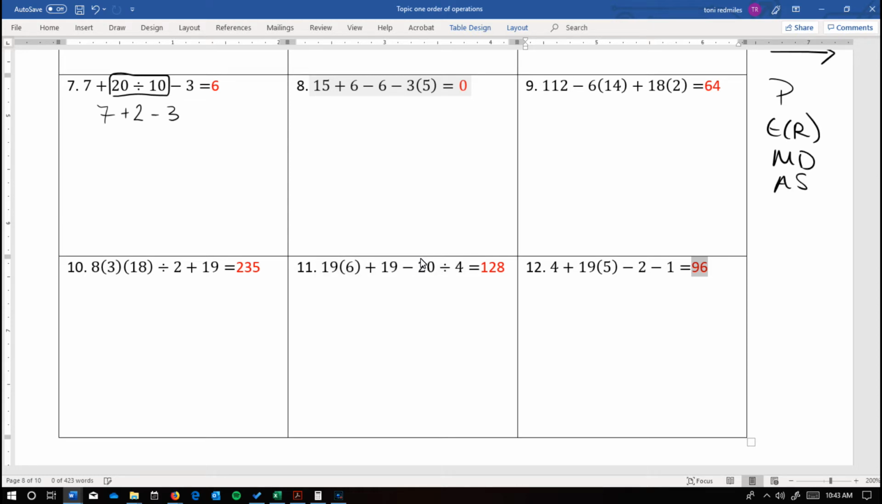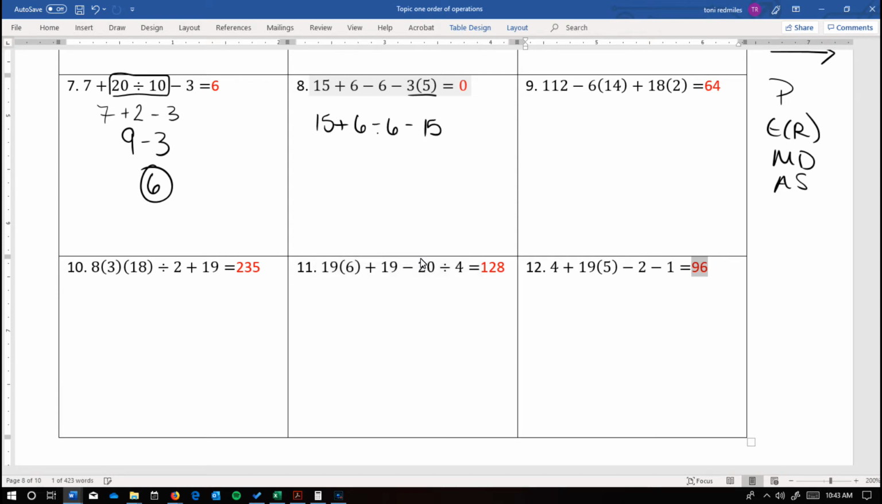Now I'm down to addition and subtraction. I do that left to right. 7 plus 2 is 9, minus 3 is 6. All right, so when I'm looking at this one, I see I have multiplication, no parentheses, no exponents. I'm going to go straight to my multiplication.